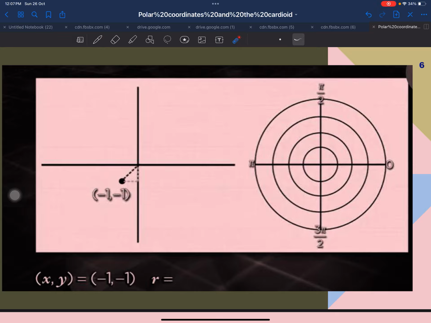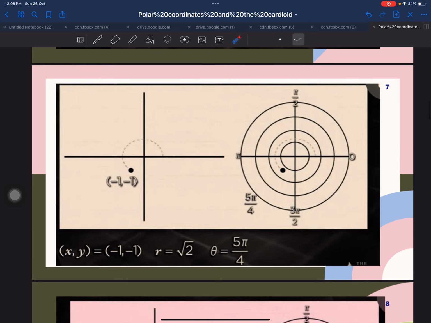And how far away from the point of origin is it? Okay, this one is 1 unit, and this is 1 unit. And so how far is this point from the point of origin? Then the distance would be given by the Pythagorean theorem. r must be equal to the square root of 2. So that's our r value. The question is, what kind of angle does it make with the positive x-axis?